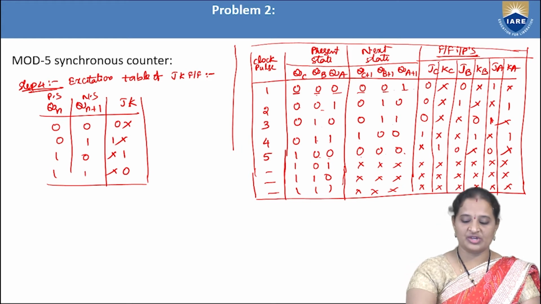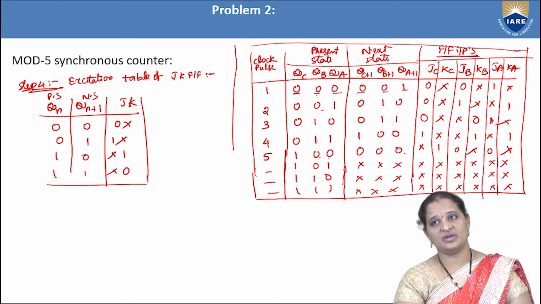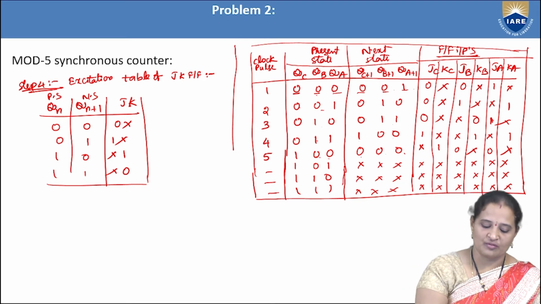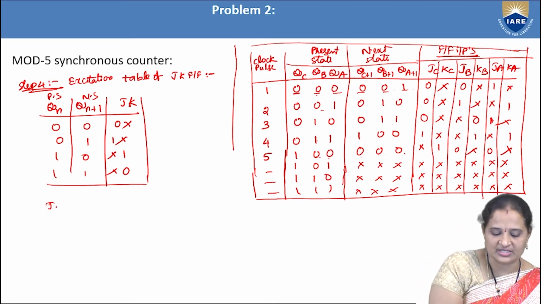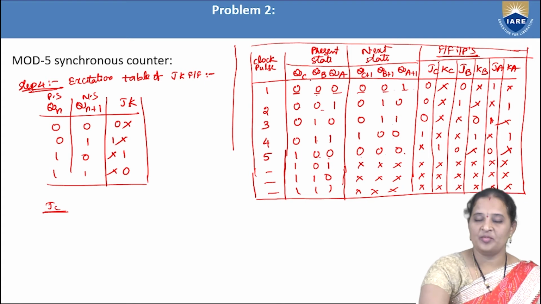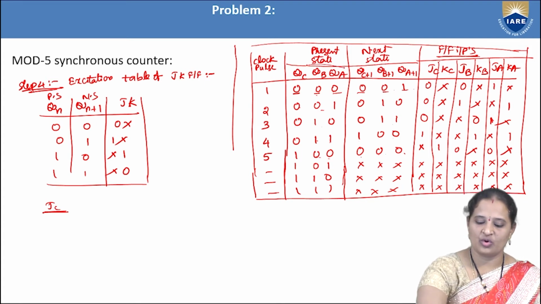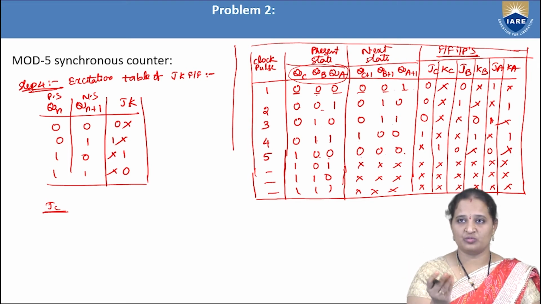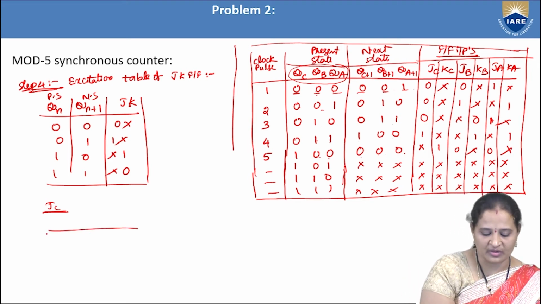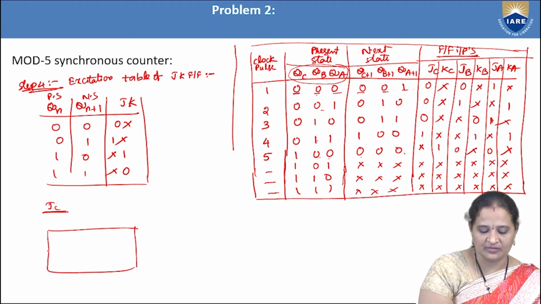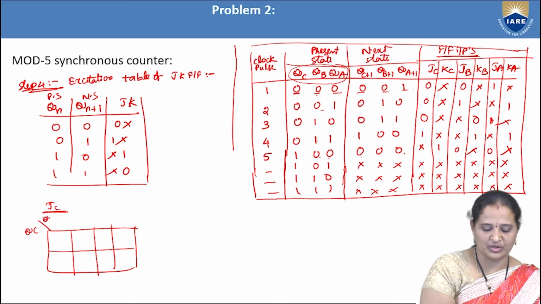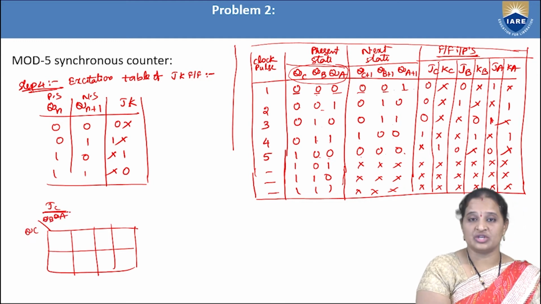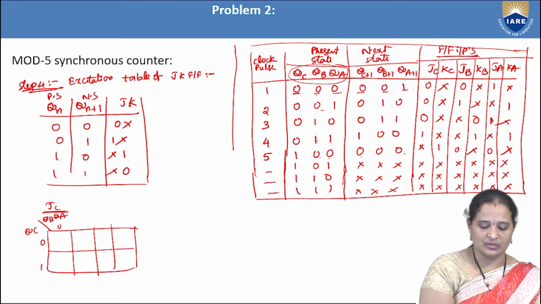Now let us derive the equations for JC, KC, JB, KB and JA, KA. First of all, let us see JC. How many variable K-map do we require here? What is the number of flip-flops we require? 3. So we have 3 outputs, QC, QB and QA, so we require a 3 variable K-map here. So this is the 3 variable K-map I am taking. The same order we need to take as we have followed in the truth table: QC, QB, QA, 0, 0, 0, 1, 1, 1, 1, 0.